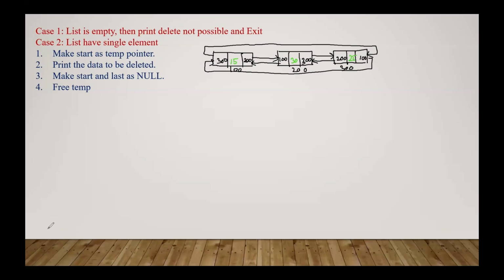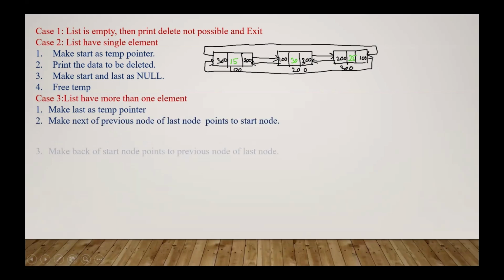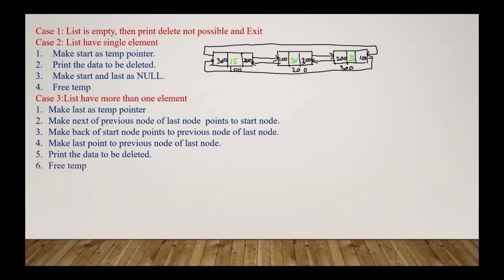Let us understand how to delete an element if the list has more than one element. So this is the algorithm we have to follow. Let us take an example. Already the list is given to us. A double linked list is given to us. We have to delete an element from the last position.